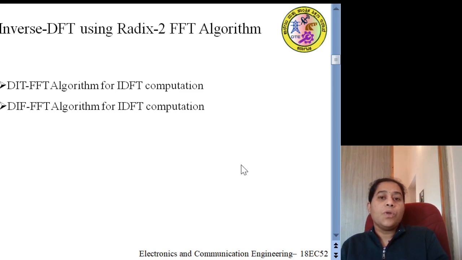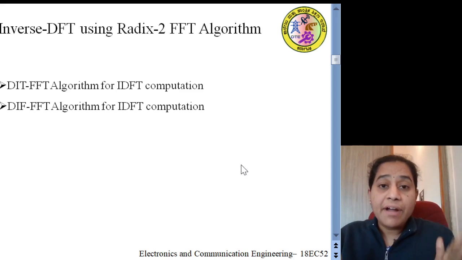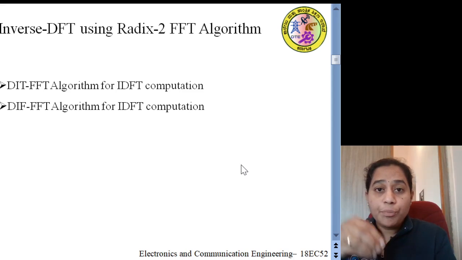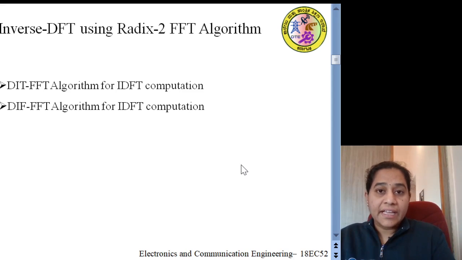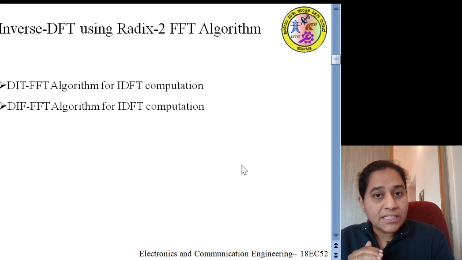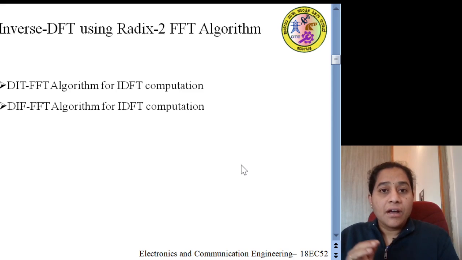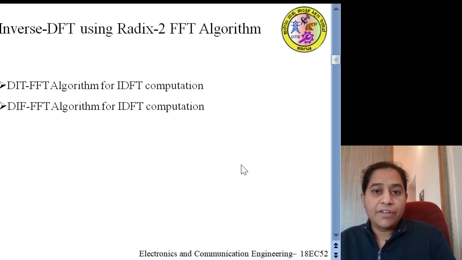As introduced by Cooley and Tukey, if the number of samples in the incoming sequence, that is capital N, is a composite number, then we keep dividing or splitting till we obtain 2-point DFTs. That technique comes under the divide and conquer approach introduced by Cooley and Tukey. In that approach, there are three subcategories: radix 2 FFT algorithm, radix 4 FFT algorithm, and split radix algorithm. In that, we will be considering radix 2 FFT algorithm.